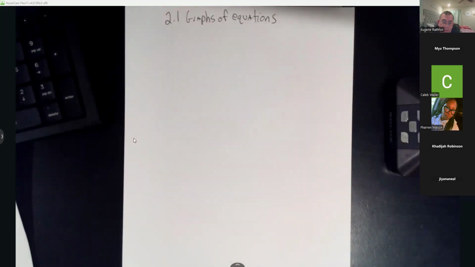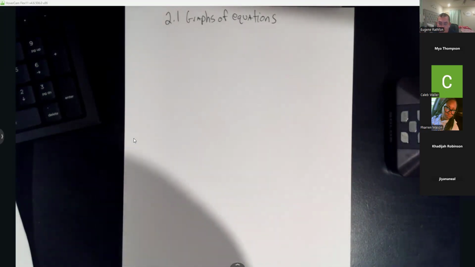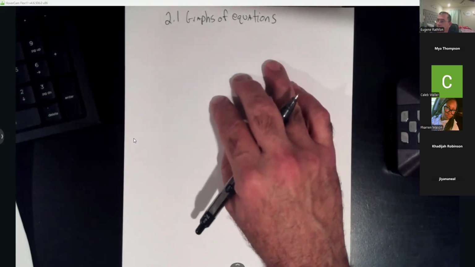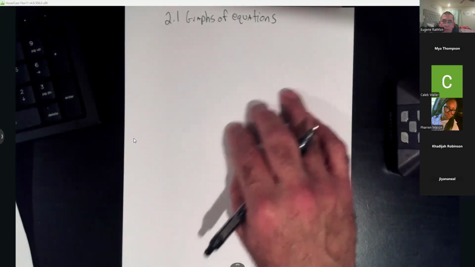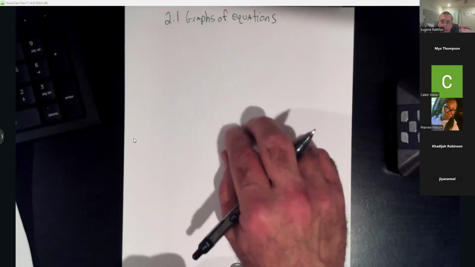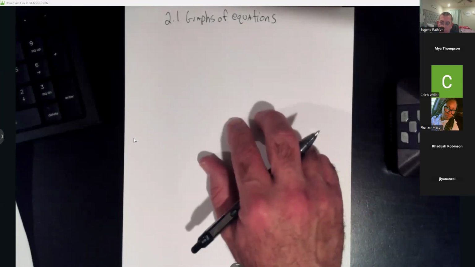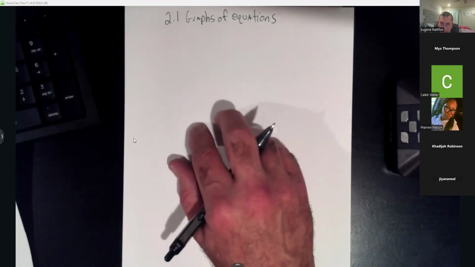And y'all, I'll say this, for all the graphs I'm going to do them by the table method. I'm going to set up an X and Y table. I'll pick out some X values to put into the equation and get my Y values that way. Once I got those, I'll graph them on a sheet of paper for you. And then I'll also show you how to do these on the TI-84, okay?